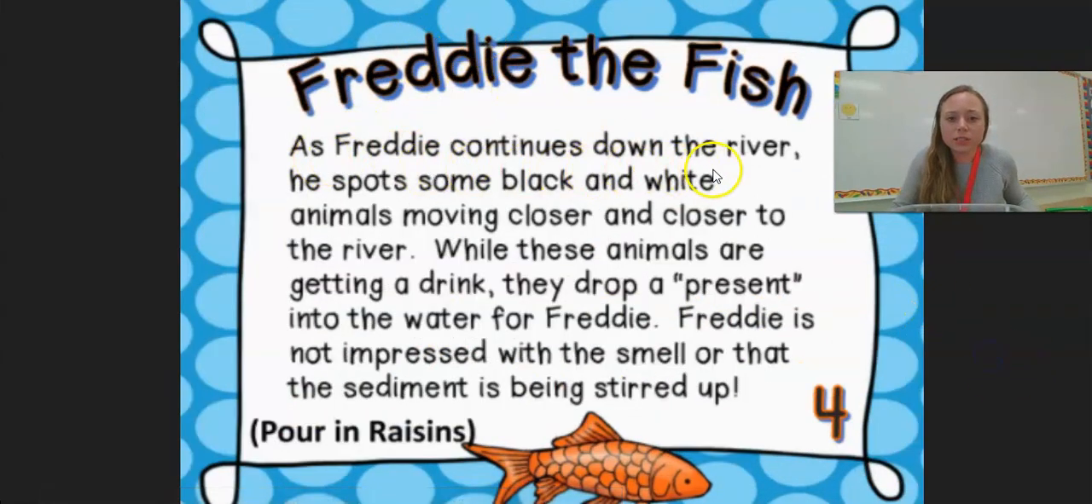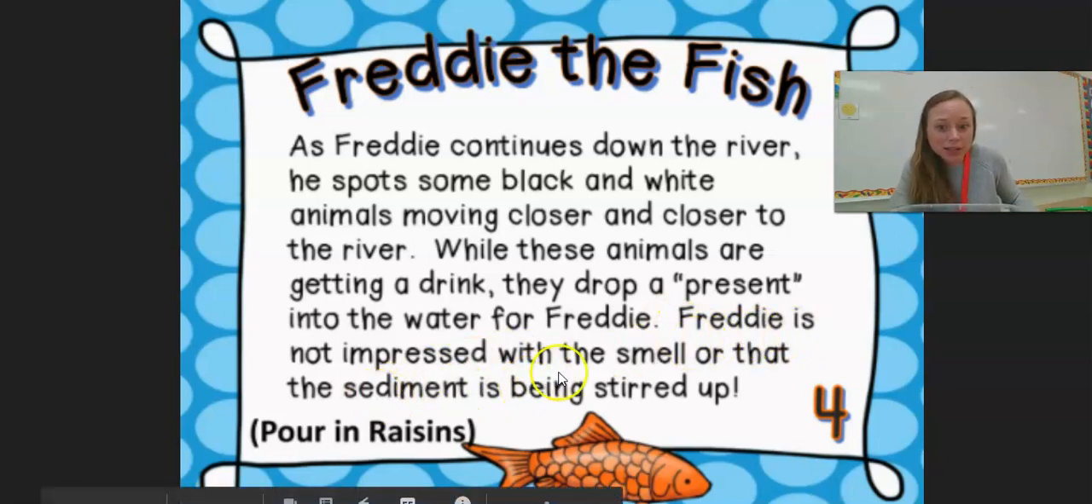As Freddie continues down the river, he spots some black and white animals moving closer and closer to the river. What do you think those animals could be? A cow? I think a cow. While these animals are getting a drink, they drop a present into the water for Freddie. AKA, they poop in the water. Freddie is not impressed with the smell or the sediment that is being stirred up.